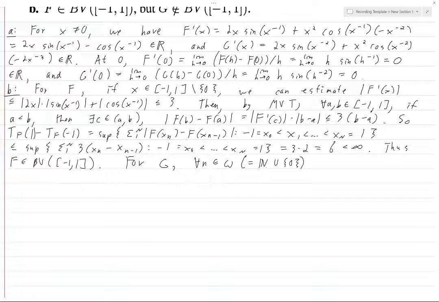So for all n in omega, let x_n equal 1 over the square root of (pi times (n plus 1/2)). That's an n.